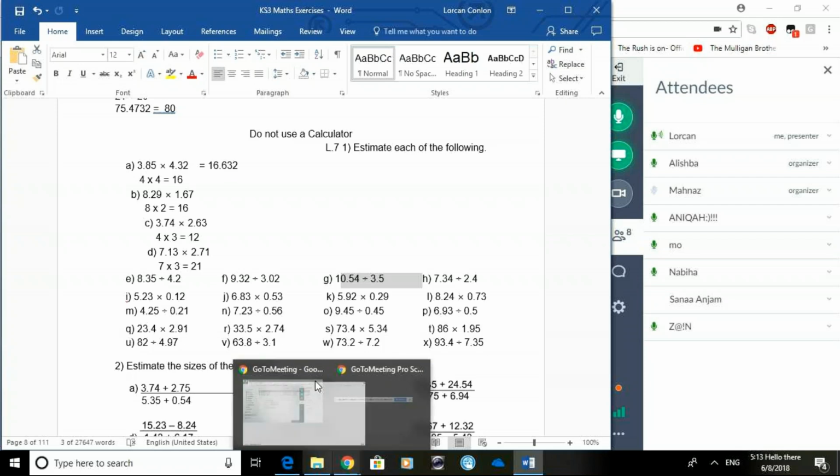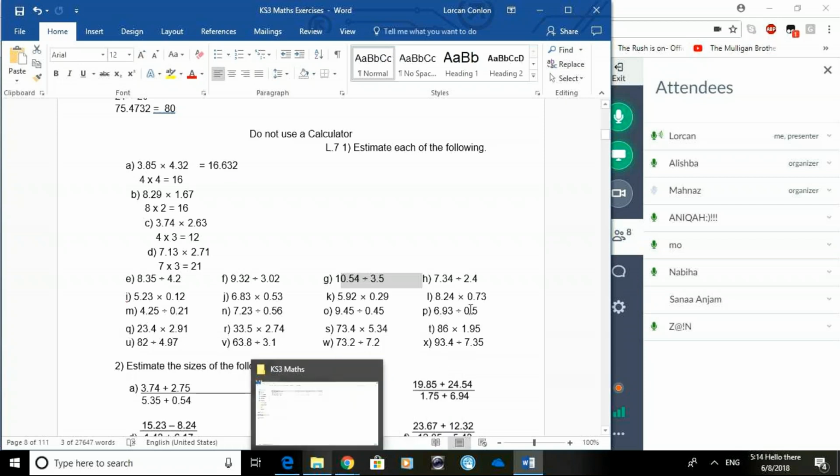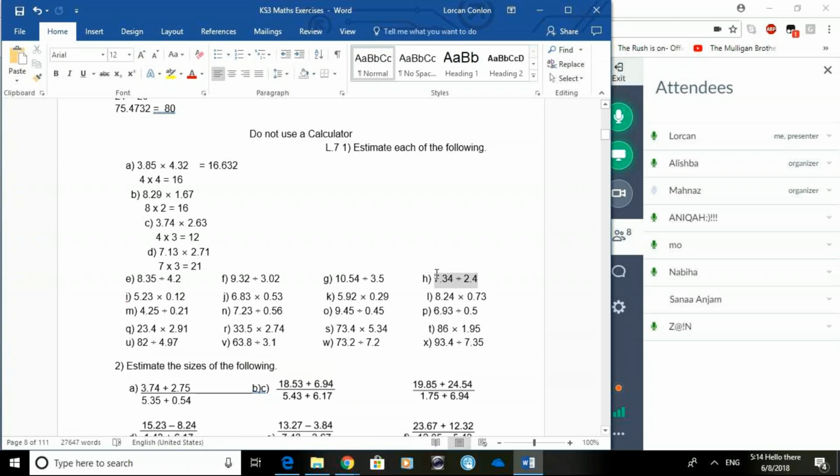Nabia, can I ask what you got for this? So I rounded 7.34 to one significant figure, and it was 7. And I rounded the 2.4, which was 2. So 7 divided by 2 was 3.5. Perfect.